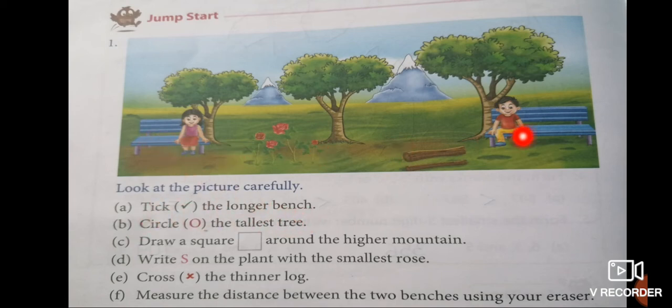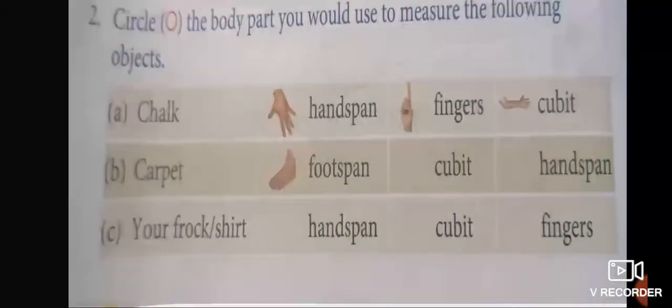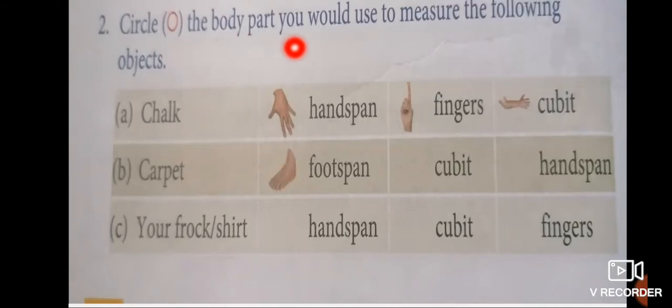Children, compare these two benches. Which one is the longer bench? Yes, this one. So we have to put the tick mark on this longer bench. Like this, you have to answer the other questions B, C, D, E and F. Very easy questions. Children, you have already learned about this in your previous classes. And question number 2 is: circle the body part you would use to measure the following objects. Here some objects are given: chalk, carpet and your frock or shirt. You have to find out which measuring length is suitable for each object.